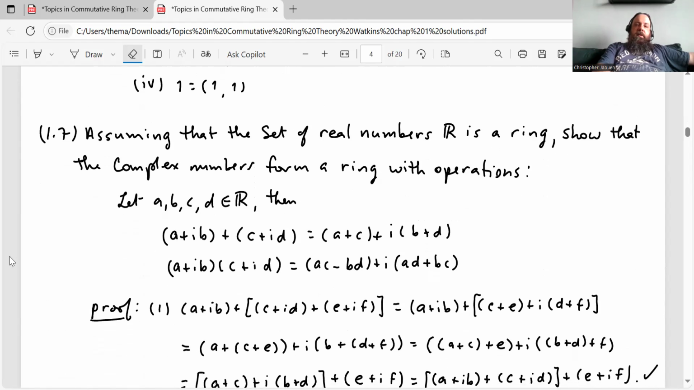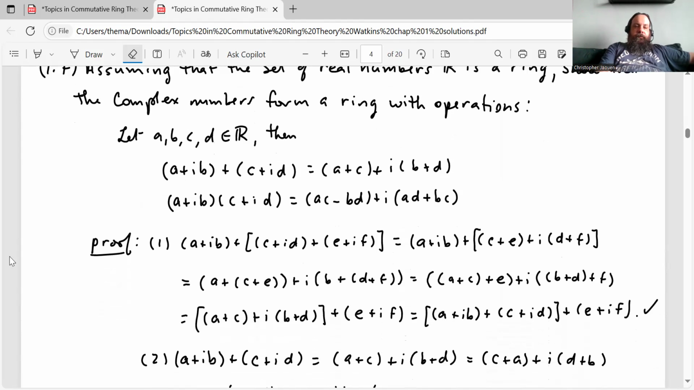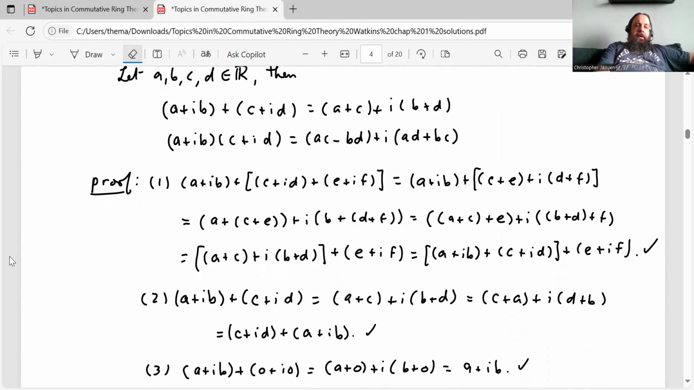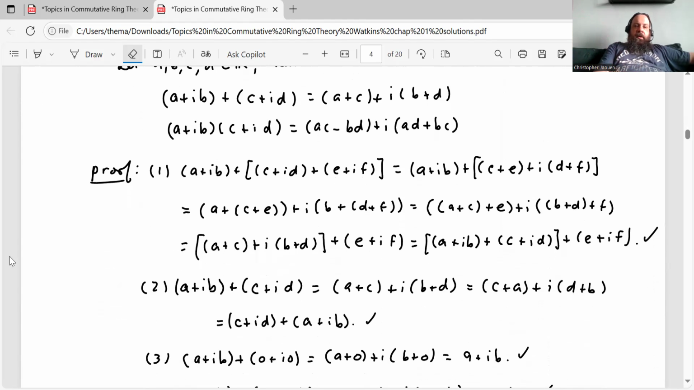Okay, 1.7, assuming that the set of real numbers R is a ring, show that the complex numbers form a ring with the operations defined here. So it's the usual addition and multiplication of complex numbers. I went through the process here of verifying all of the axioms. I won't belabor the point. You could pause the video here if you want to see them.